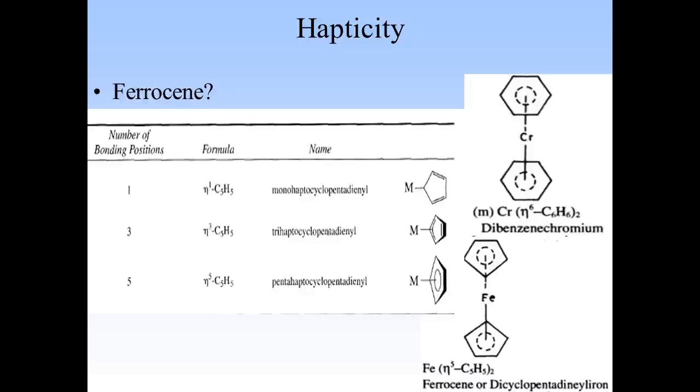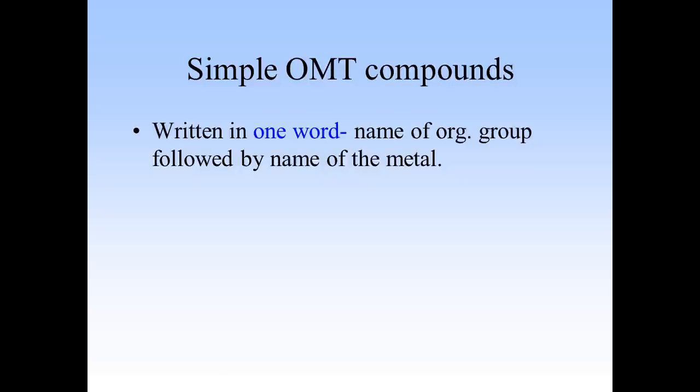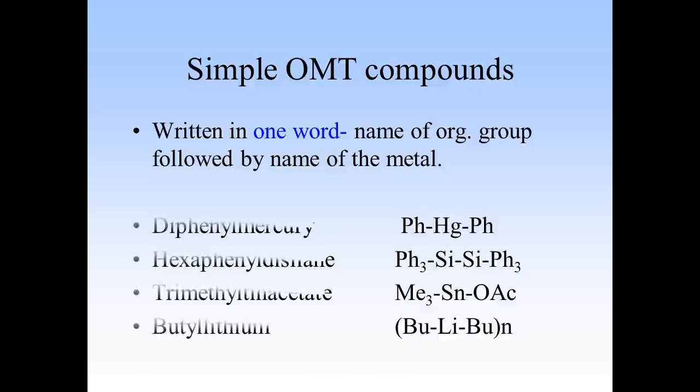the concept of hapticity. In this slide, how we can name a simple organometallic compound. This is the rule: it can be written in one word. The name of the organic group is followed by the name of the metal. That is the very basic rule to name an organometallic compound. Here are some examples.